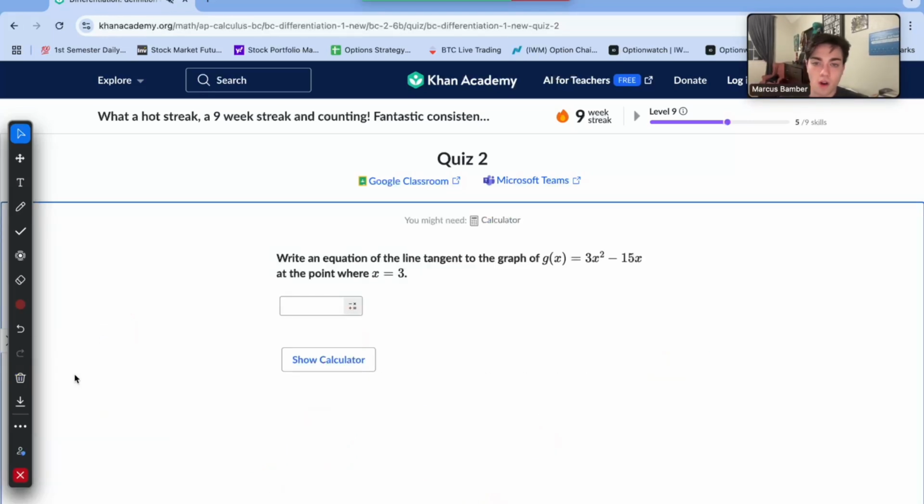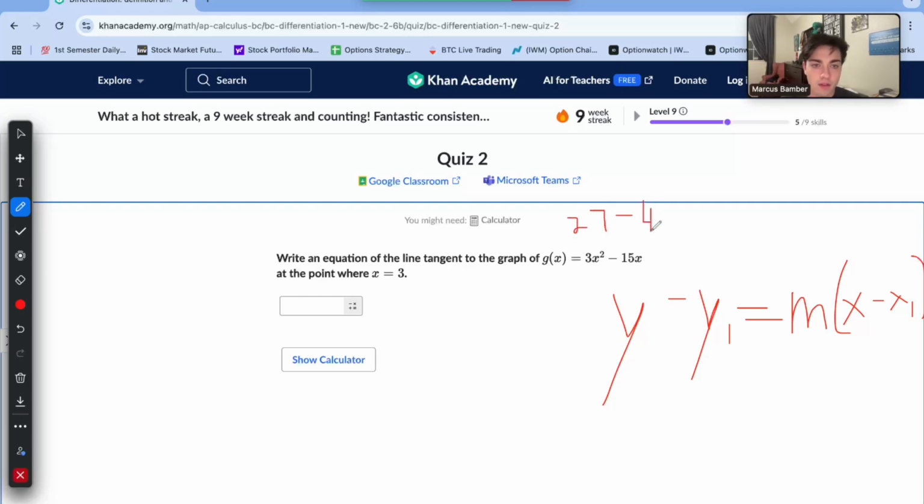Write an equation of the line tangent to the graph of g of x at the point where x is equal to 3. So remember, we wrote an equation beforehand. These are all going to be in point slope form. So y minus y1 is equal to m, which is going to be our derivative, times x minus x1. First, we know that x1 is equal to 3. We're going to substitute in 3 to our regular equation to find what y1 is going to be equal to. 3 squared is 9. 27 is our first term, minus 45. 27 minus 45 is negative 18. So we're going to have y plus 18 equals m, which we will find very soon, times x minus 3.